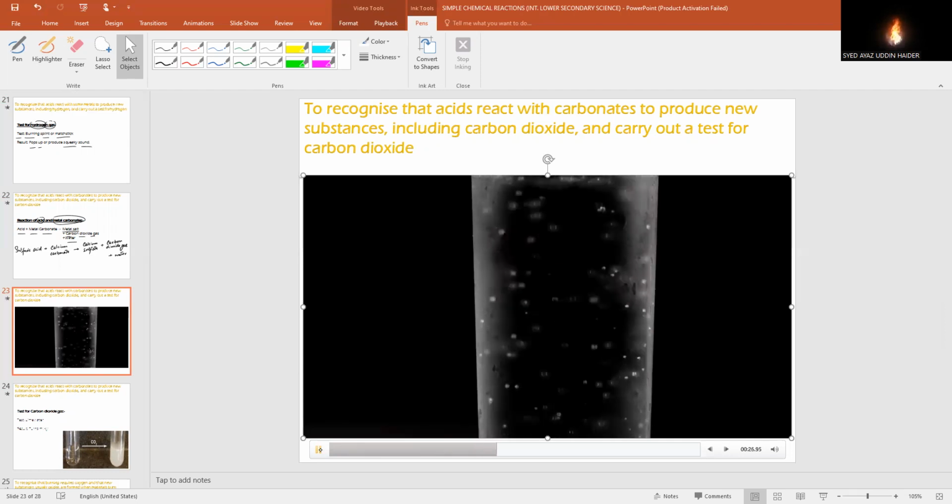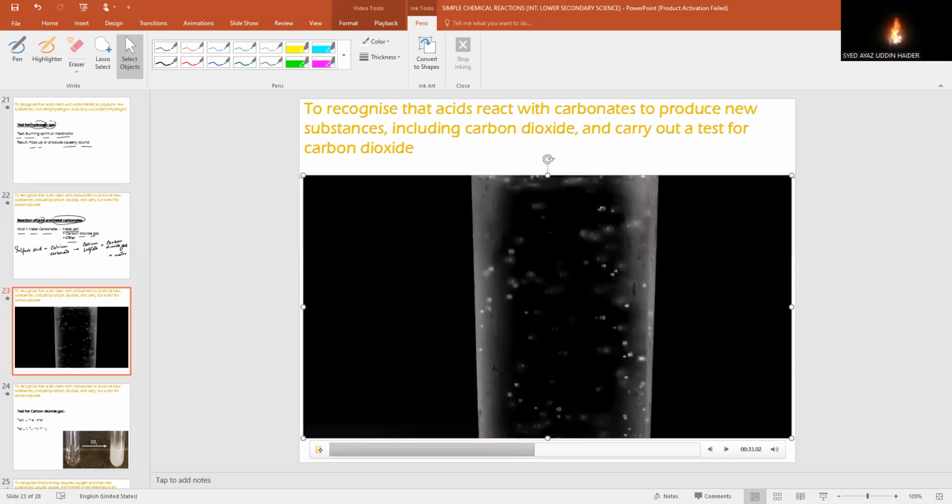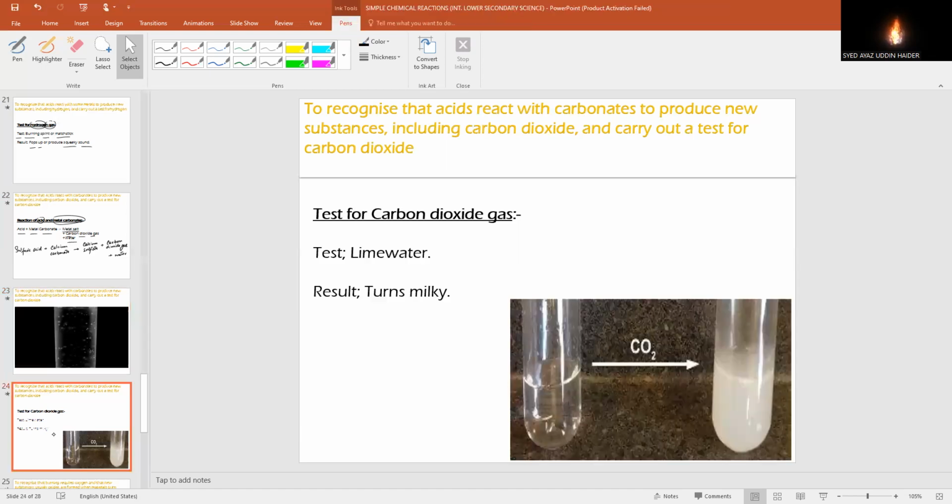Carbon dioxide gas can be tested using lime water. This gas turns lime water milky. So it is a test for carbon dioxide gas. The test is lime water and the result is it turns milky. The carbon dioxide gas is passed through lime water. The gas produced is passed into lime water. It's turning milky.